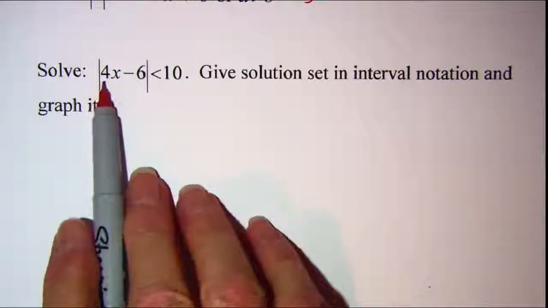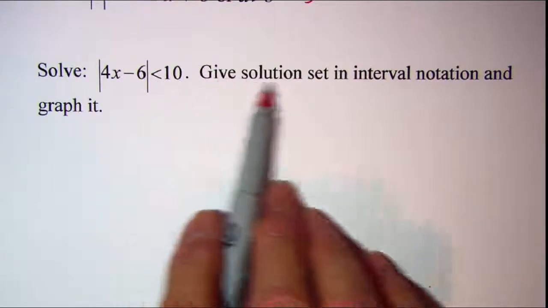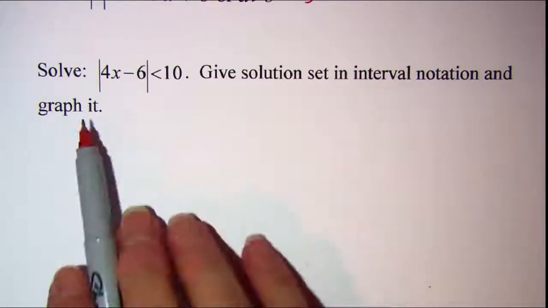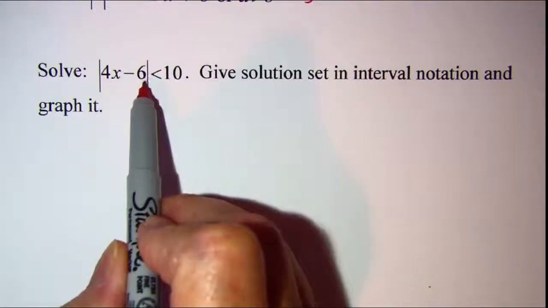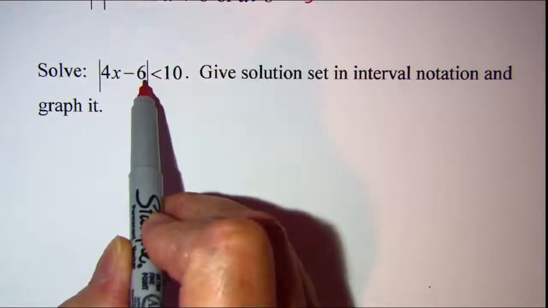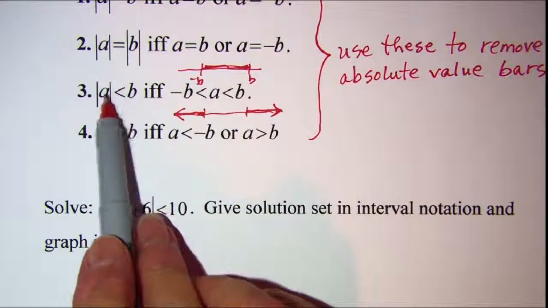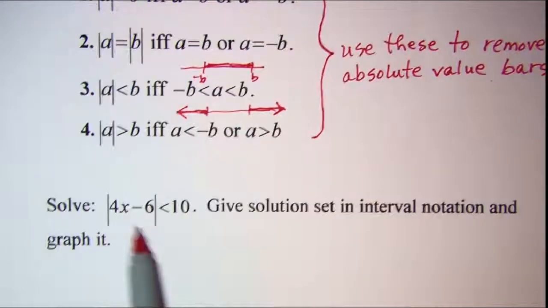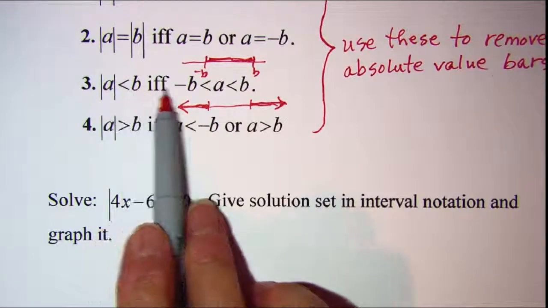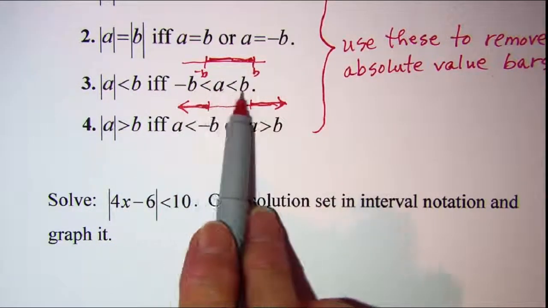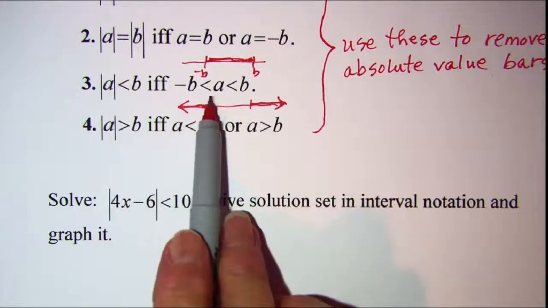I'm asked to solve absolute value of 4x minus 6 is less than 10, and then give the solution set in interval notation and a graph. Well, in order to remove these absolute value bars, I need to use property 3 because I'm dealing with absolute value less than a number. So absolute value less than a number, I have to write a 3-part inequality with my argument from the absolute value in the middle.